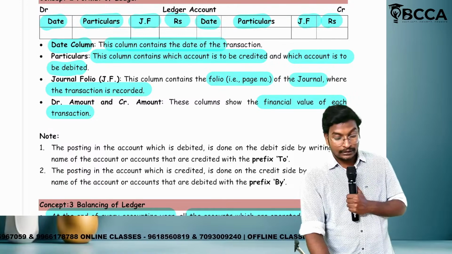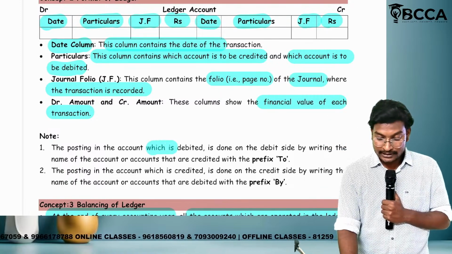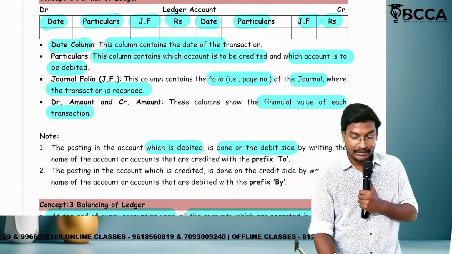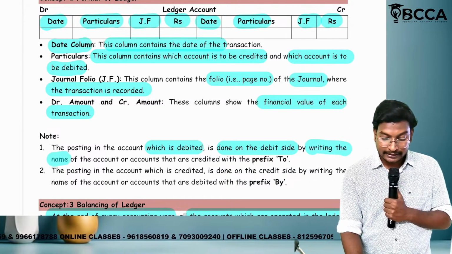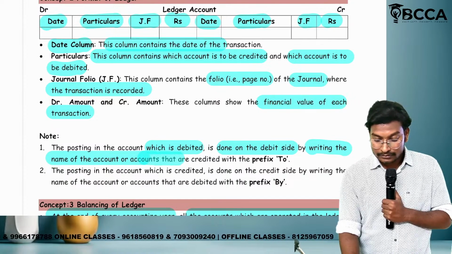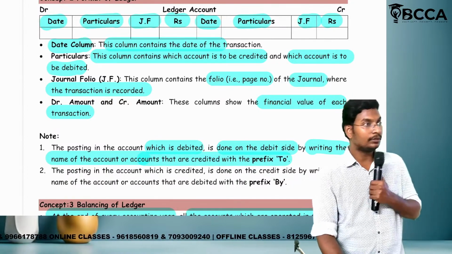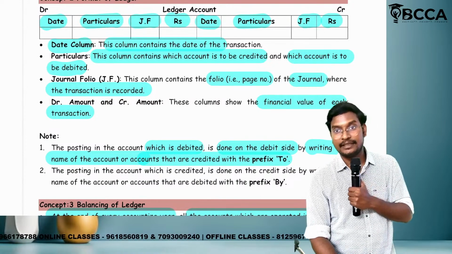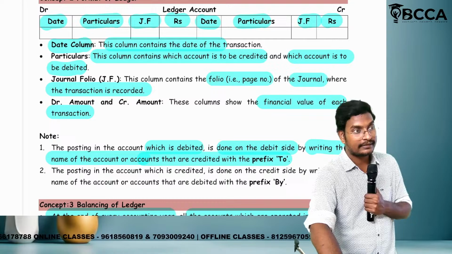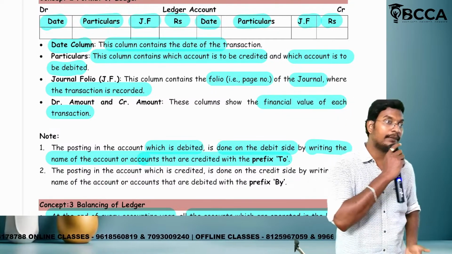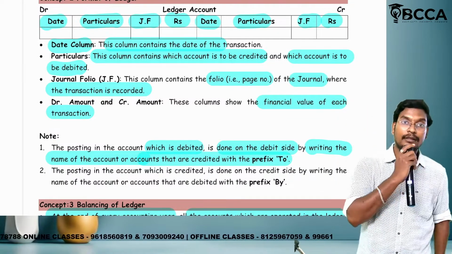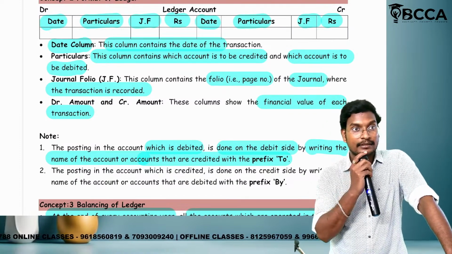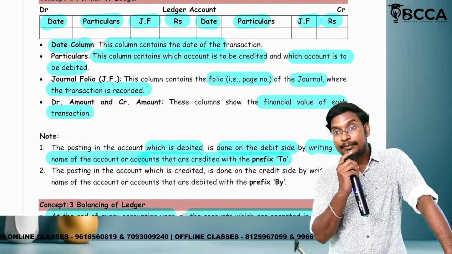Now, the posting of the account which is debited is done on the debit side, by writing the name of the account or accounts that are credited, with the prefix 'To'. While posting the debit account, we use the name of the credit account. In the same way, while posting the credit account, we use the debit account name.